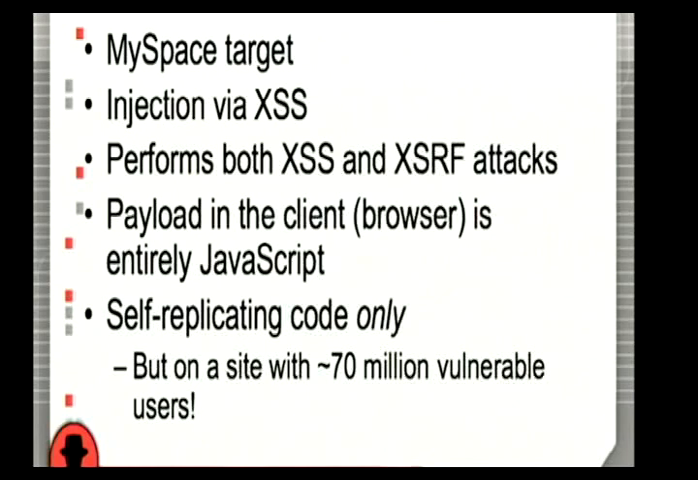Now by saying only, I'm not saying it isn't important. It's very, very important. But what I mean is that there isn't anything other than simple JavaScript code that's going to run and execute in the browser. So if you can constrain the amount of JavaScript that runs or the type of JavaScript that runs, that would affect the ability of this to propagate. But it is notably JavaScript that self-replicates on a site with around 70 million vulnerable users.